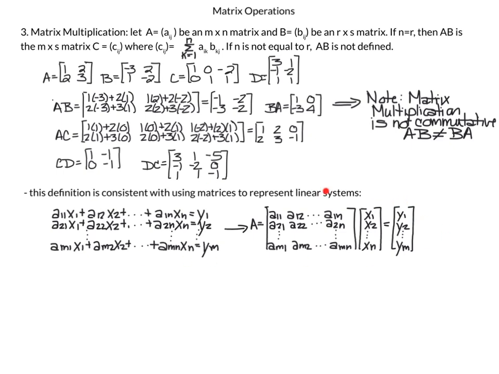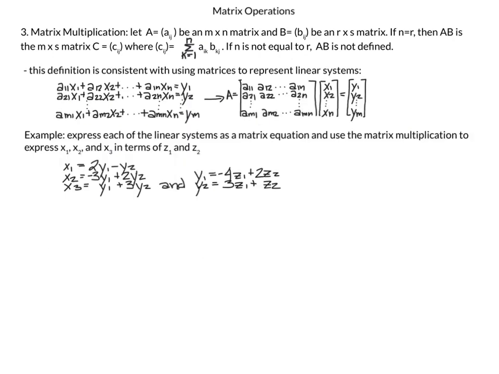This is exactly the same sort of notation and representation. I have an example that uses this matrix multiplication. Express each of the linear systems, so I have one linear system here and another linear system here, as a matrix equation, and use the matrix multiplication to express x1, x2, and x3 in terms of z1 and z2. So express x1, x2, and x3 in terms of these variables here, z1 and z2.